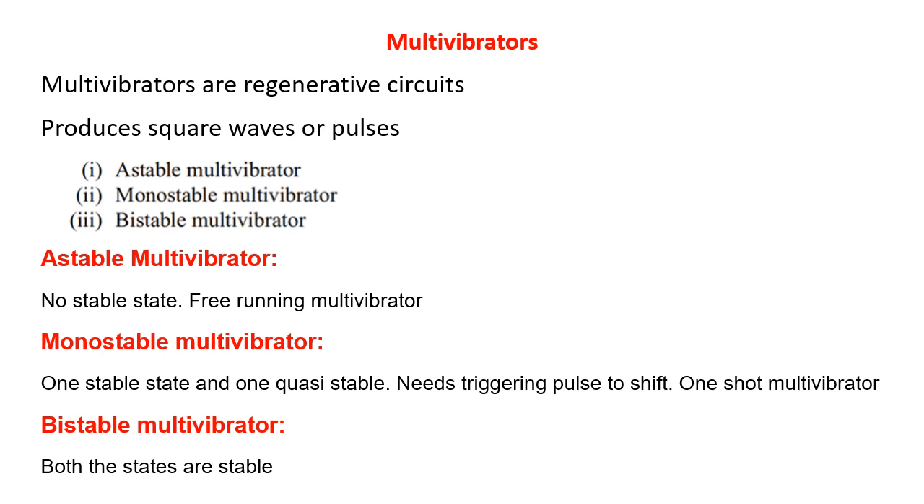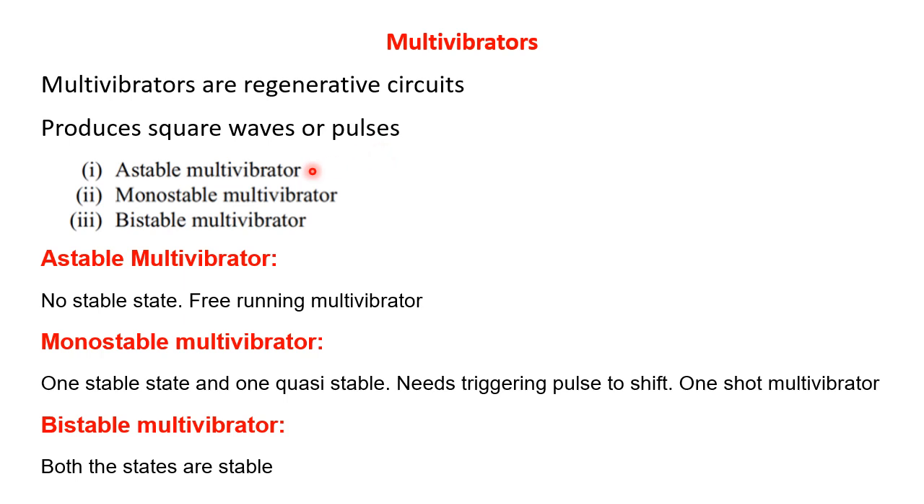Dear all, in this video session, we'll be learning about multivibrators. It is a waveform generating circuit. Multivibrators are also called regenerative circuits. It is similar to the Schmitt trigger you have studied in Unit 2. This multivibrator is used to produce a square wave or pulses.